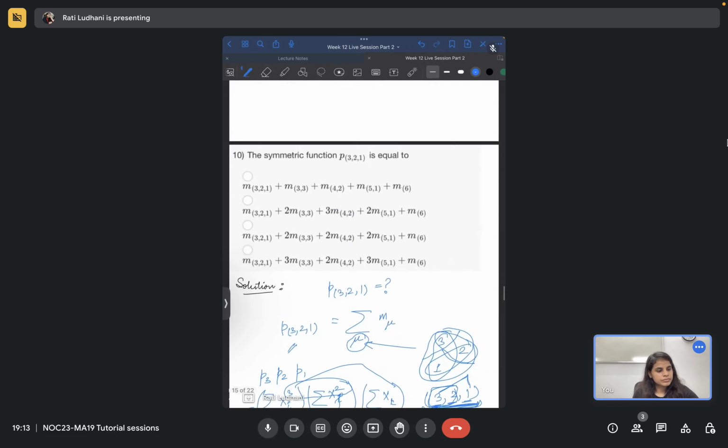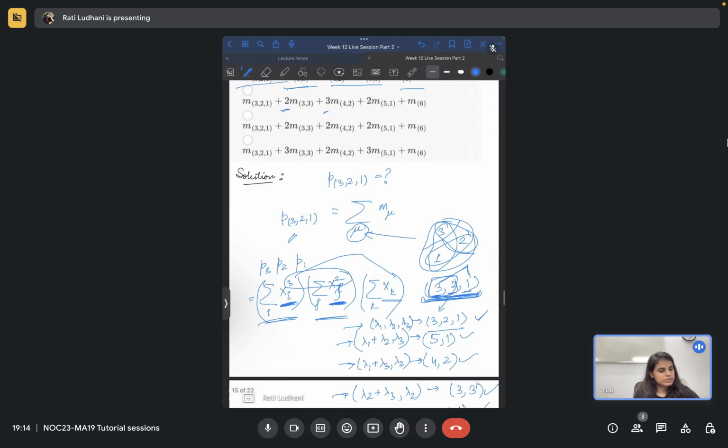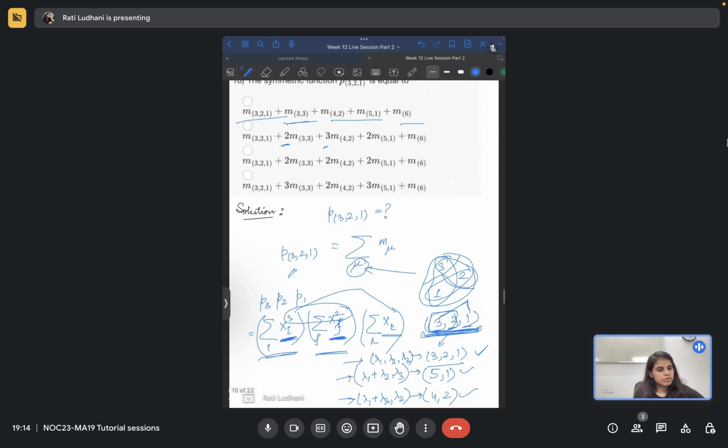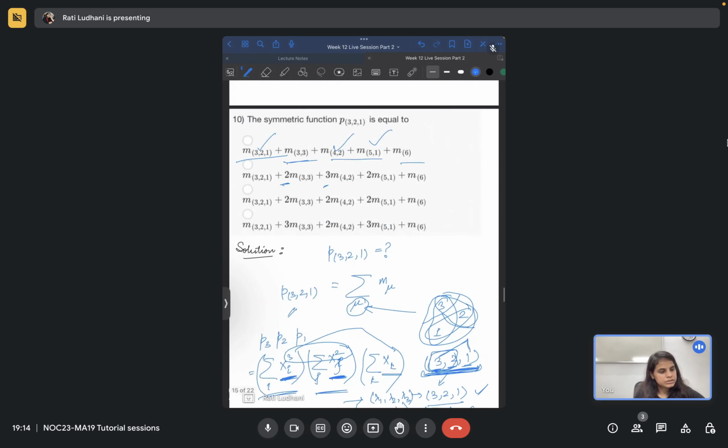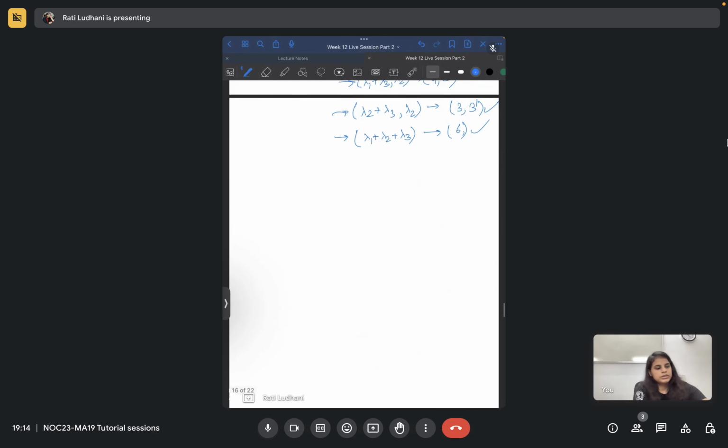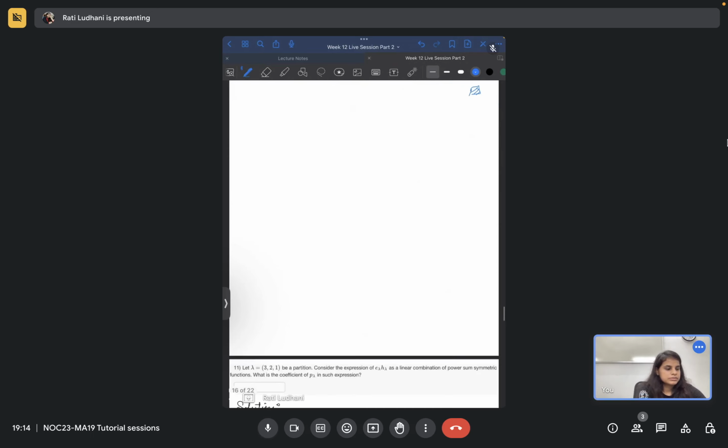So let's see. This one, because 2 cannot appear, 3 cannot appear, so all 3 are gone, and we have these. As we can see, 3 2 1 is there, 5 comma 1 is there, 4 comma 2 is there, and 3 3 and 6, this is there. So this is the answer, right? Is that clear? Okay, great. So we have our answer.